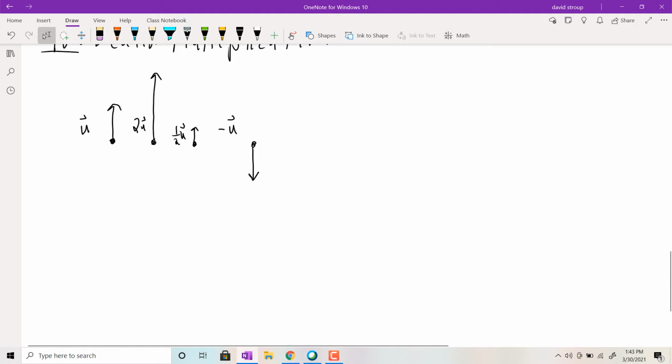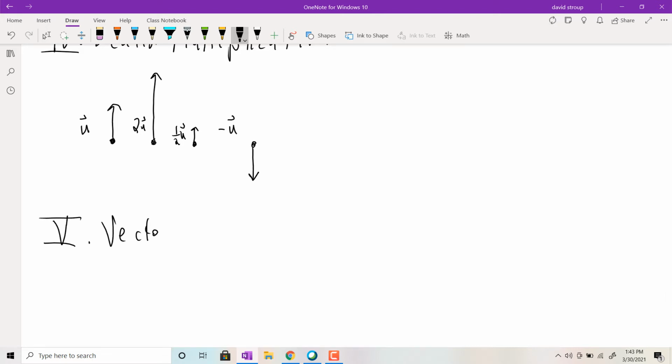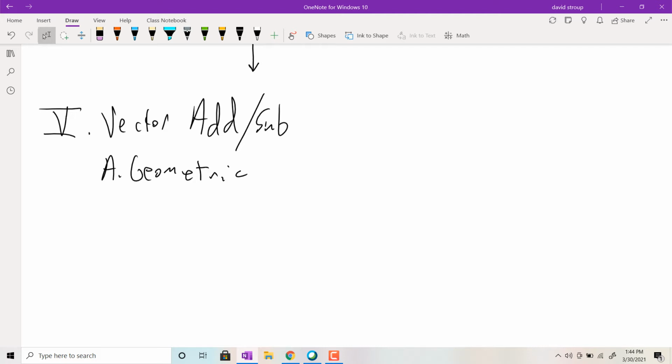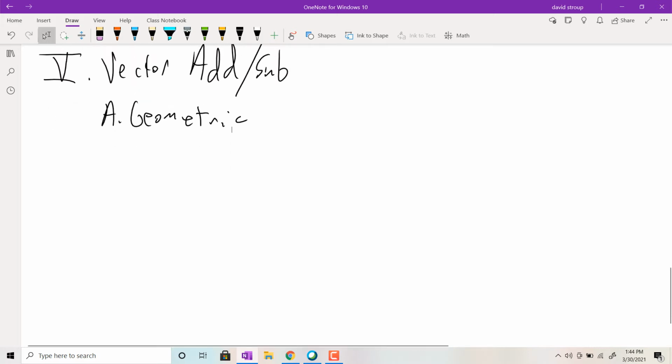Let's look at the addition and subtraction idea. Okay, section 5, vector addition and vector subtraction. This is where you take two vectors and you're combining them. First, again, this is the geometric picture, and later we'll look at the algebra type, the non-geometric version. What we're going to end up with is what's called a resultant vector.